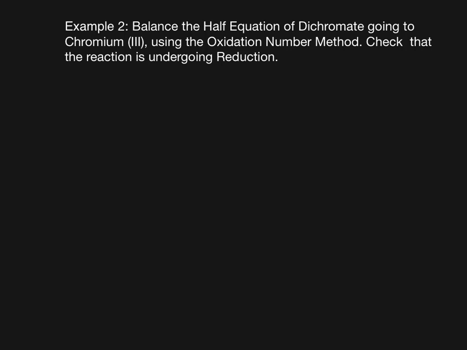So for example 2, now I want to check what I've gotten from example 1. So I want to balance the half equation of dichromate going to chromium 3+, but now using the oxidation number method. And then I want to check that the reaction is actually undergoing reduction, or 6 electrons rather is going to be on the left hand side. So that's what I want. So I just want to write down this again.